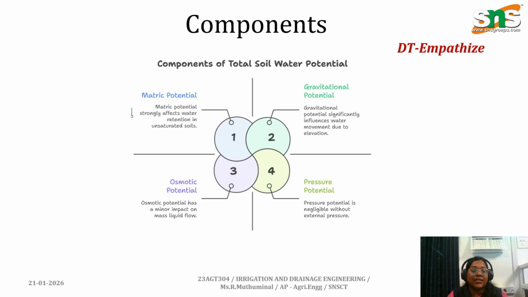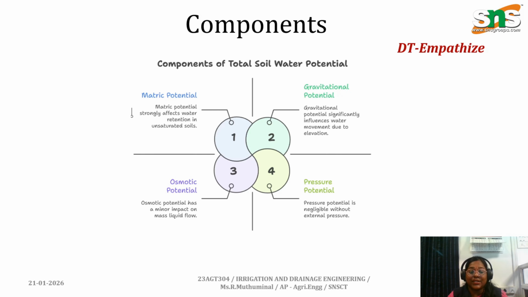Osmotic potential results from the presence of dissolved salts and other solutes. Solutes lower the potential energy of water, meaning osmotic potential is always negative or 0, while it primarily affects plant water uptake rather than mass liquid flow. It is a critical consideration in saline soils.